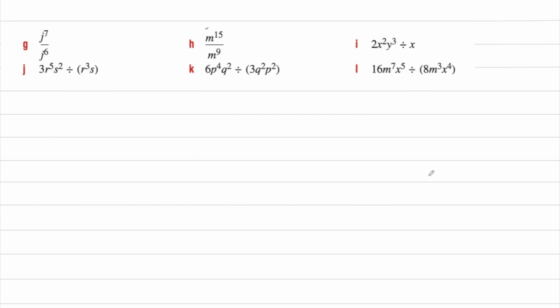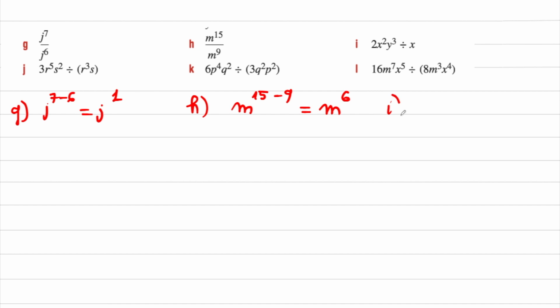Go on for this question. Question G, I think that is a little bit easier. The first one is g. And g here only 7 minus 6 equal to 1. And the next one, you got m. m here is 15 minus 9 equal to m to the power of 6.